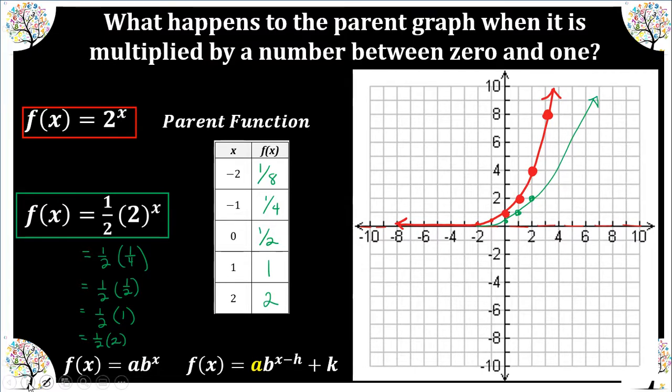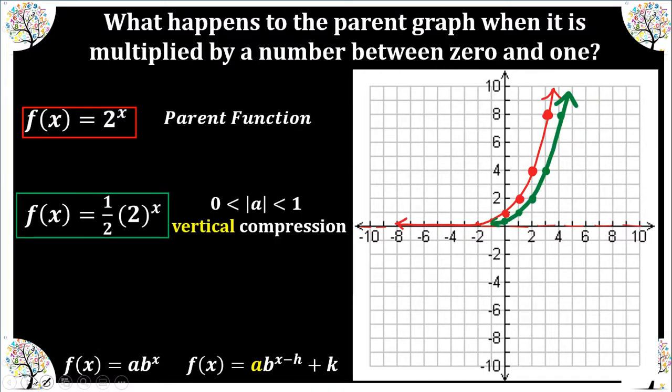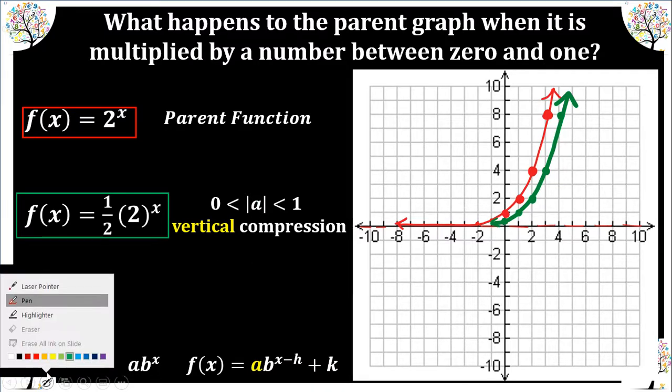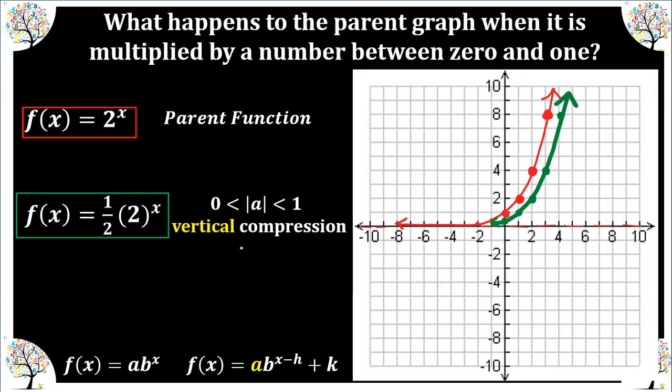So a shrink or compression is kind of like someone's pushed down on our parent function and made it go out more gradually. It's being compressed. So when your A, again, if it's negative, just disregard the negative. That only talks about the reflection. If it is between 0 and 1, it's called a vertical compression, or, as we said, a vertical shrink. Compression and shrink mean the same thing.